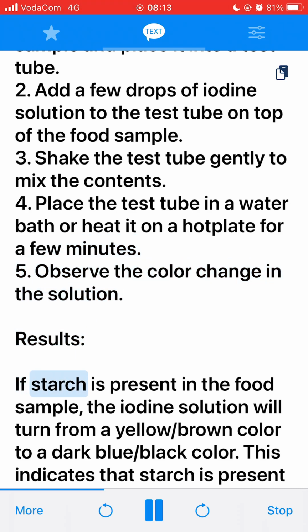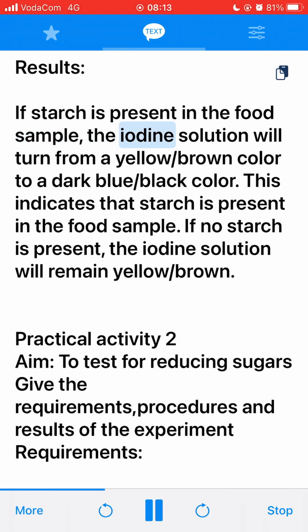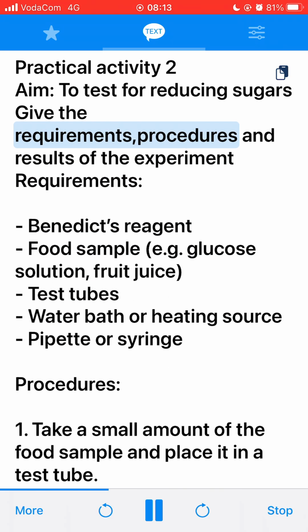Results. If starch is present in the food sample, the iodine solution will turn from a yellow-brown color to a dark blue-black color. This indicates that starch is present in the food sample. If no starch is present, the iodine solution will remain yellow-brown. Practical Activity 2. Aim: To test for reducing sugars. Give the requirements, procedures and results of the experiment.